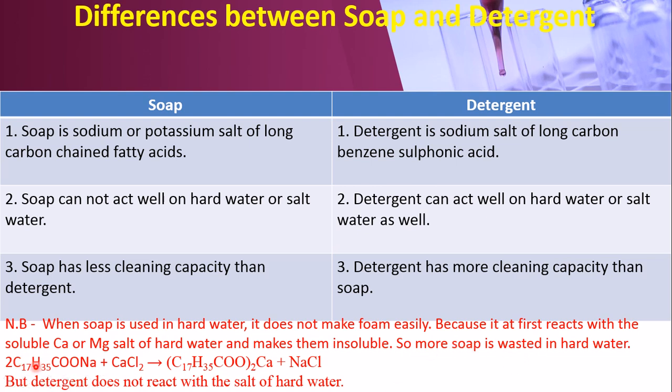What is happening there? When soap is used in hard water, then at first soap reacts with the soluble calcium salt in water and it makes sodium chloride and calcium stearate. This calcium stearate is insoluble. But detergent does not react with the salt of hard water. So, detergent can make foam easily with hard water. More detergent is not used here.